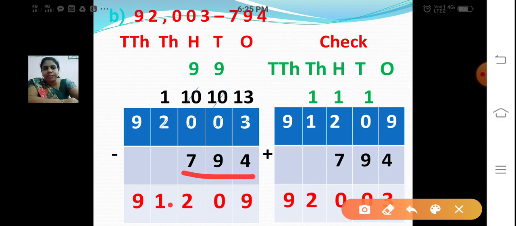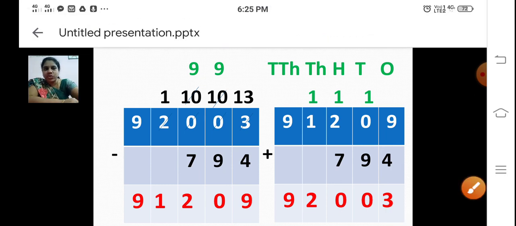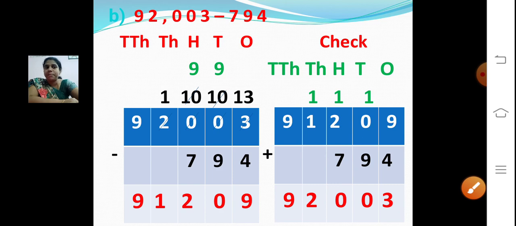9 plus 4. 9 in the mind, 4 on the fingers. After 9: 10, 11, 12, 13. So write 3 now. It's a 2-digit number, so I'm carrying forward 1 to the tens place now, right?